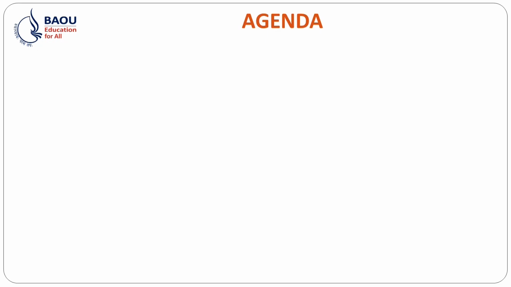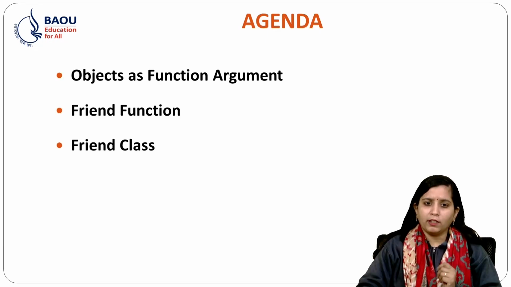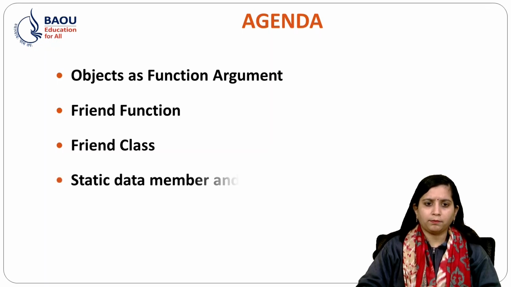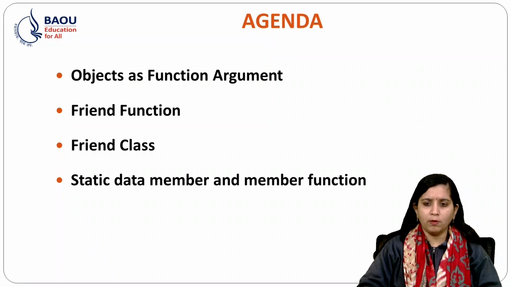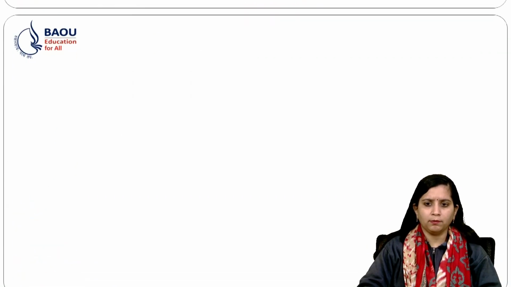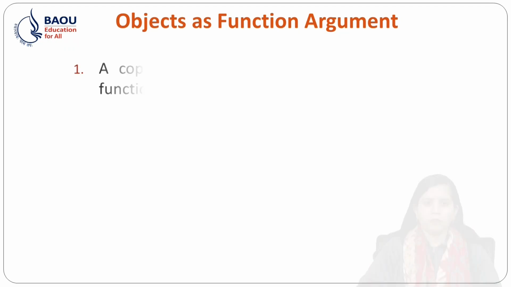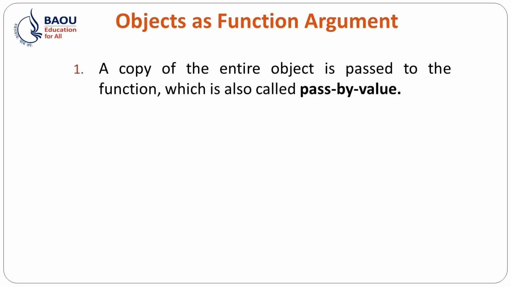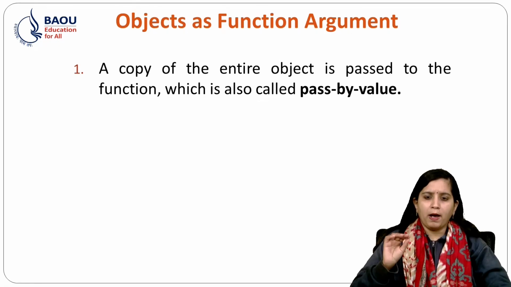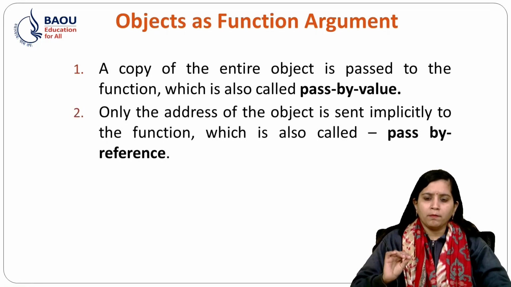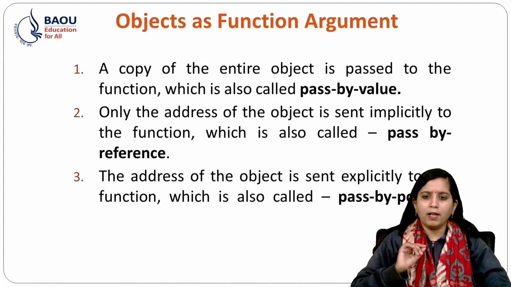So our today's agenda is object as function argument, friend function, friend class, static data member and member function. So what is object as function argument? Let's see. We have three types of object as function argument. First is pass by value, pass by reference and pass by pointer.